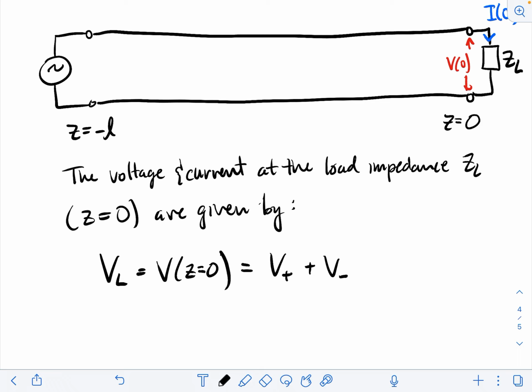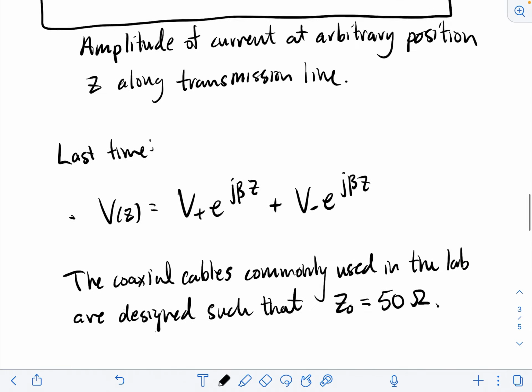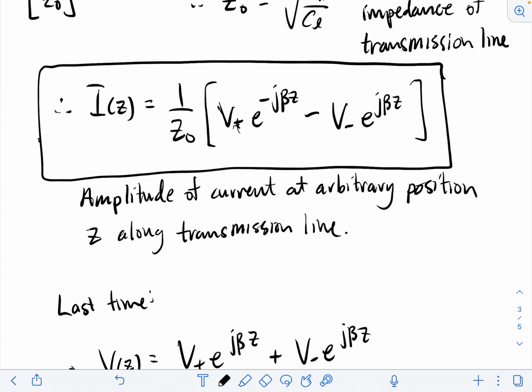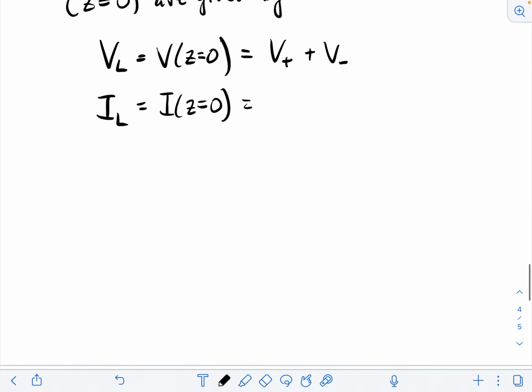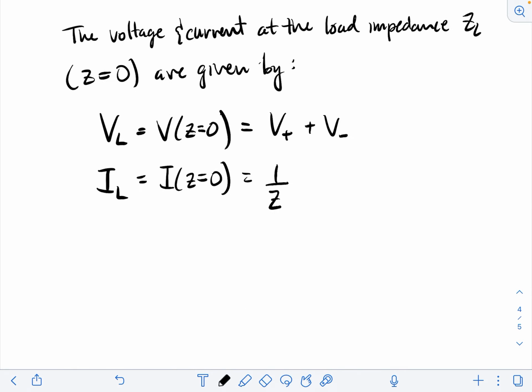Okay, and likewise, the current at the load impedance is just the current at Z equals 0. And so we just go back and look at our solution for the current amplitude. It's 1 over Z0, and then it's going to be V plus minus V minus. So we get 1 over Z0, the characteristic impedance, times V plus minus V minus.